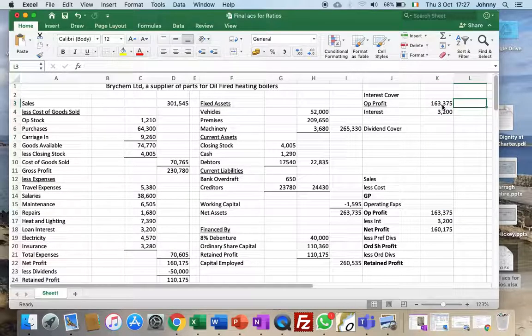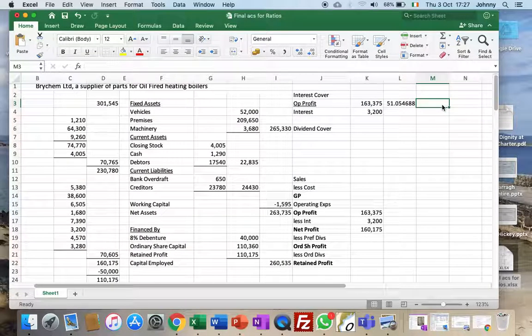So when we divide those, 163 divided by 3,200, we get 51 times. So we're earning 51 times the amount of money we need just to cover our interest. It means we're earning an awful lot more than we need to cover interest, so the interest is not a burden for our business.